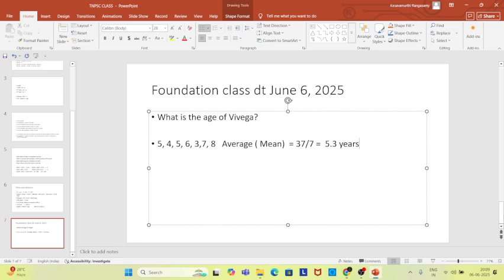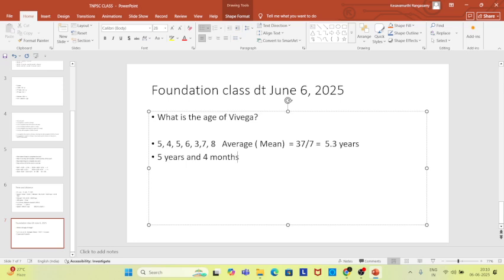Okay, 5.3 years means how many months? 5 years and how many months? 3 months, sir. Is it 3 months or 4 months? 5.3 years is not 3 months. It will be a little more than 3, because at 0.3, you have to multiply by 12, since 1 year has 12 months. 0.3 times 12 is 3.6, and let's round up to 4 months. So mean is 5 years and 4 months, or 5.3 years.